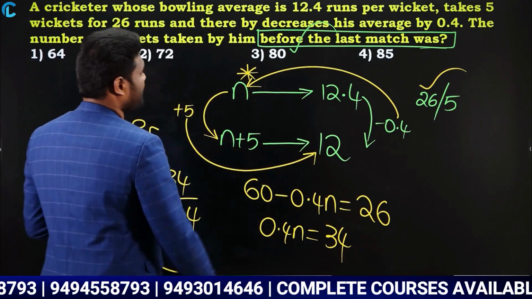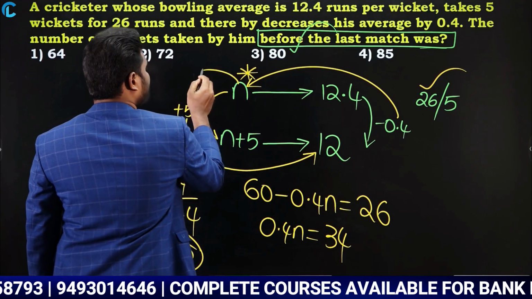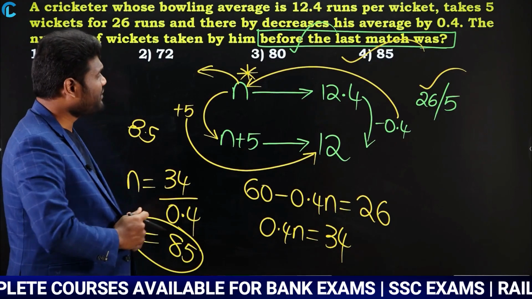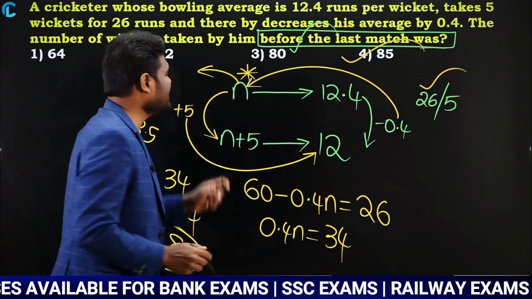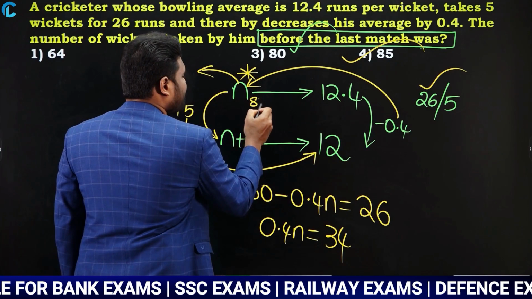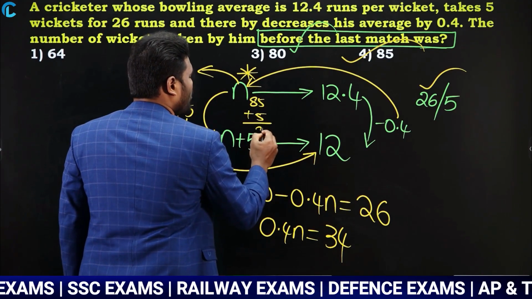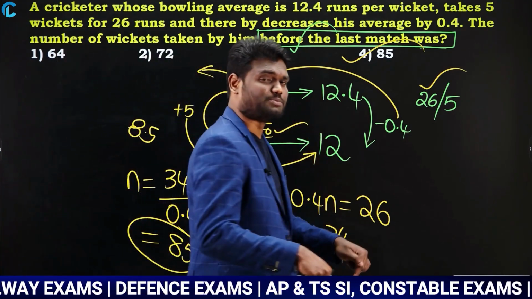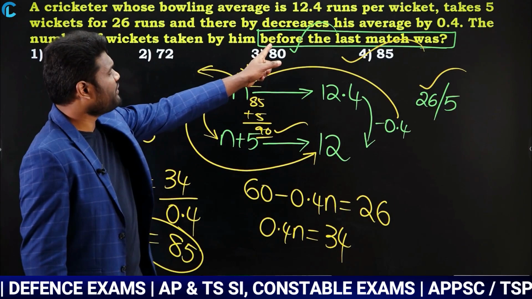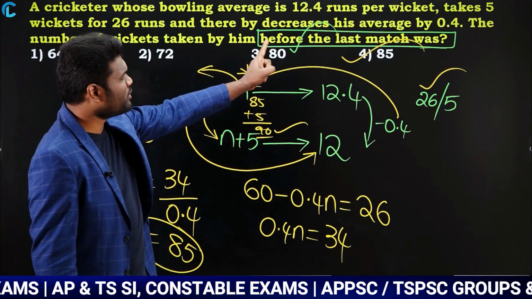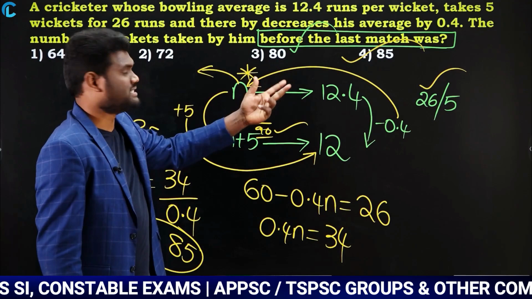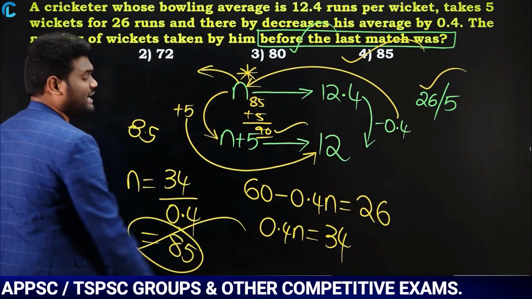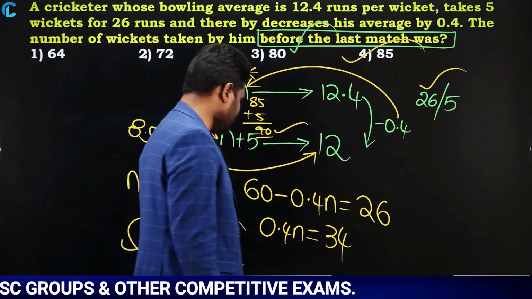So the number of wickets taken by him before the last match is nothing but 85. So the answer is 85. If the question is the number of wickets taken by him till the last match, then it should be 85 plus 5, which is going to be 90. But here the question is not about the number of wickets taken by him till the last match. Here the question is about the number of wickets taken by him before the last match. As it is before the last match, you need to find the value of n. The n value you came to know is 85. Okay, this is how you can solve these types of questions.